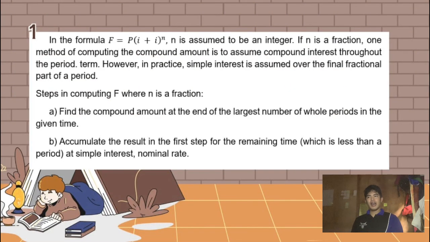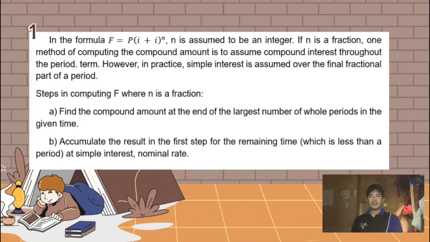In the formula, F is equal to P times 1 plus I raised to N, N is assumed to be an integer. If N is a fraction, one method of computing the compound amount is to assume compound interest throughout the term. However, in practice, simple interest is assumed over the final fractional part of a period.